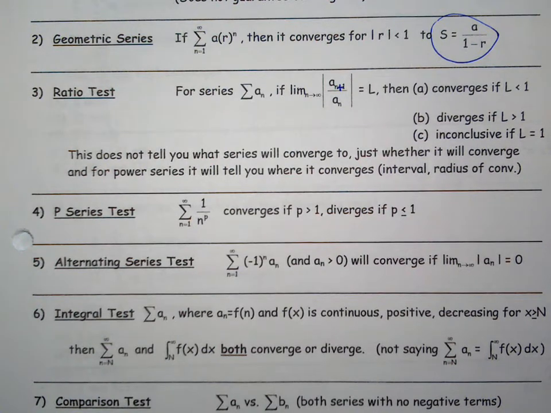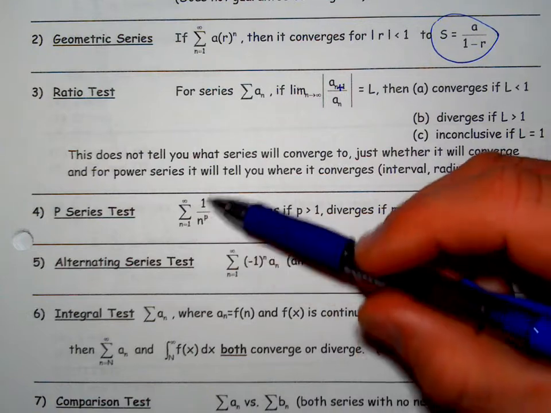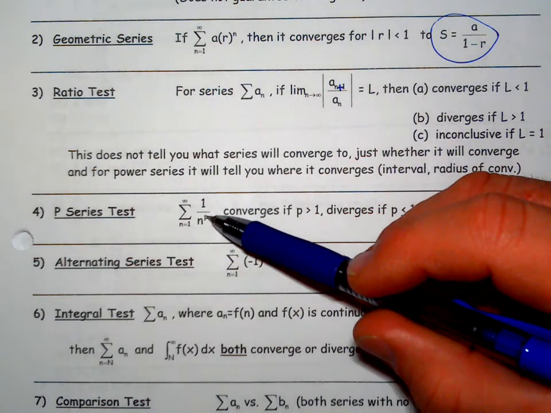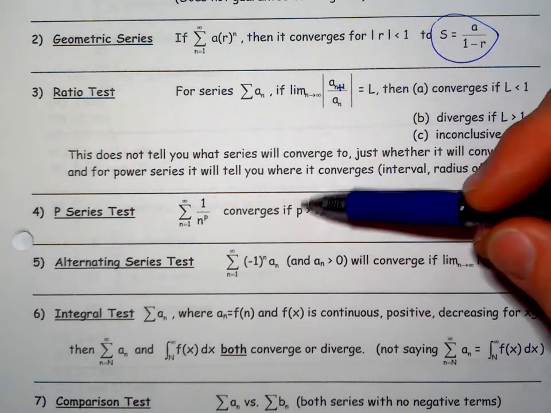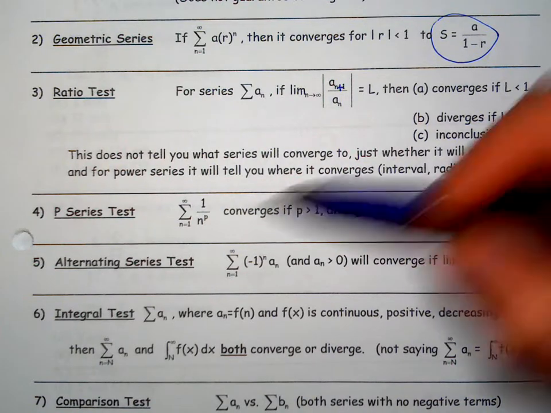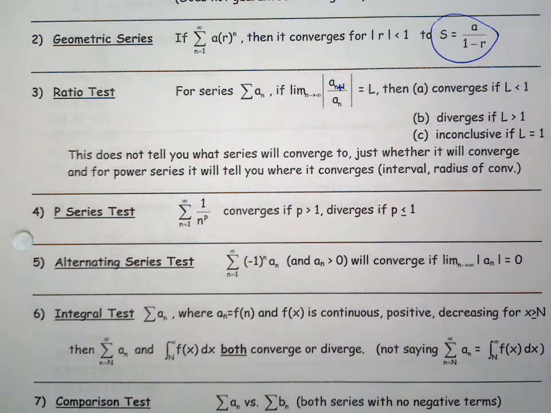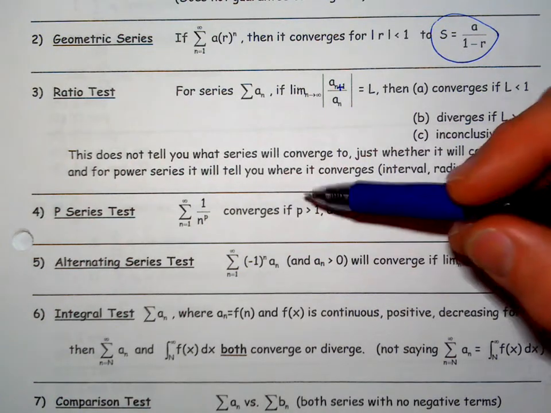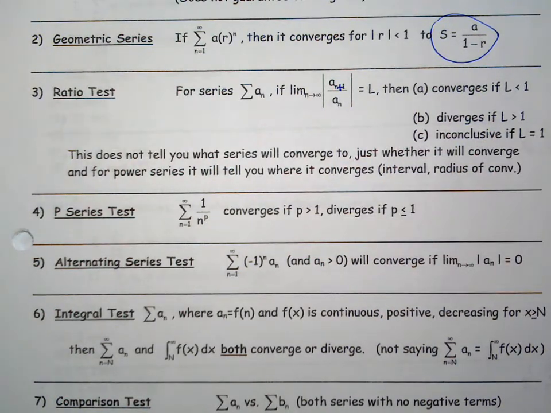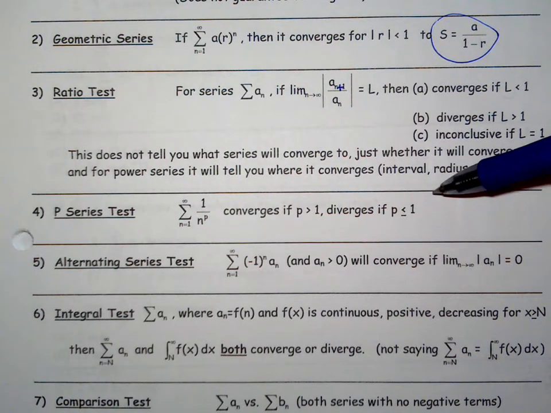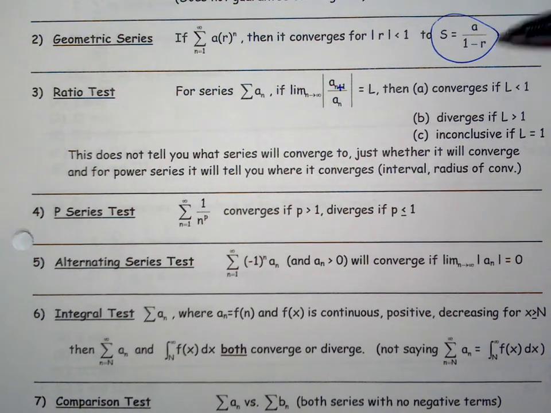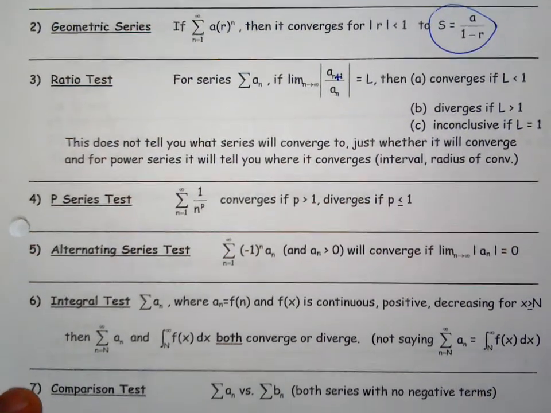P series test, special case, comes up a lot. You have 1 over n to a power. P is the power. If the p value is greater than 1 and it's in the denominator, so we treat it as positive when it's in the denominator, if it's bigger than 1, it converges. If it's equal to 1, that's a harmonic series, it diverges. If it's less than 1, it's going to diverge for sure. So use that one whenever possible.